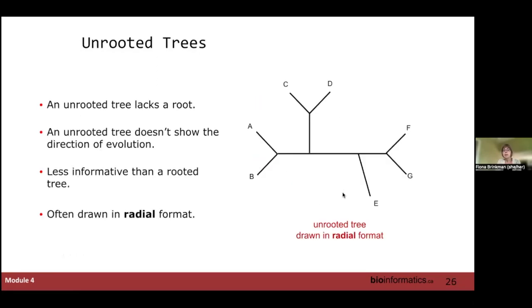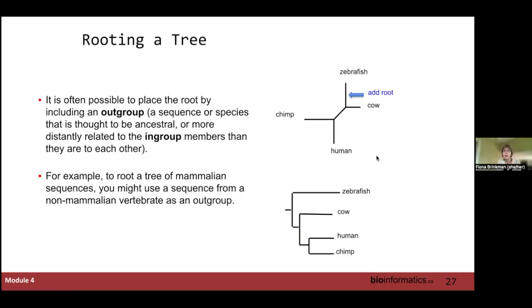This tree is an example of one that has no root. It's not the best branched out. It should be more like a snowflake or star phylogeny. What's important about this is an unrooted tree doesn't really show the direction of evolution. It's less informative. You don't know if the root is over here, or here, or even here, which diverged off first. It's often drawn in what we call radial format. But when you start adding a root, you can get a lot more information.